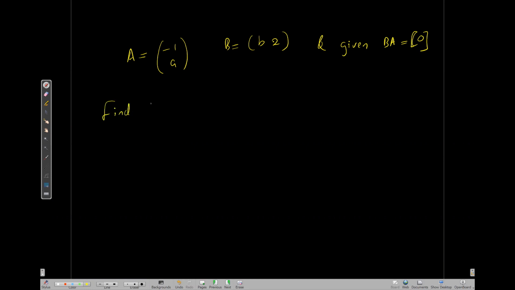Okay. Now we'll do more interesting problems. I'm telling you A is this, B is this, and given BA equals the 1 by 1 zero matrix, find AB in terms of little a. Actually, this question has something to do with what we did a few minutes ago, the first question that I asked you. Because if you see, A is 2 by 1.